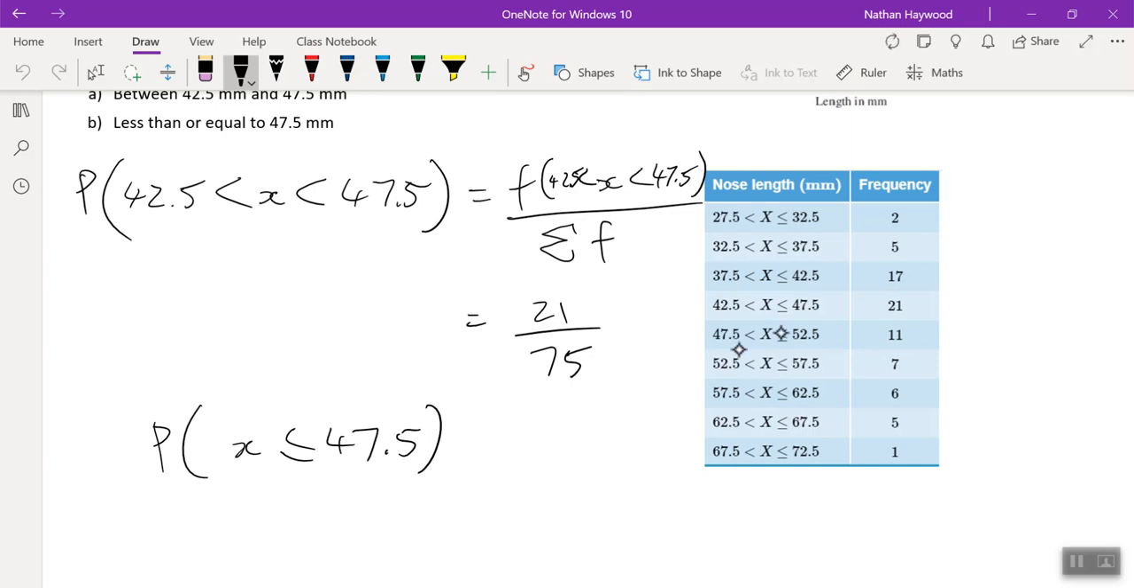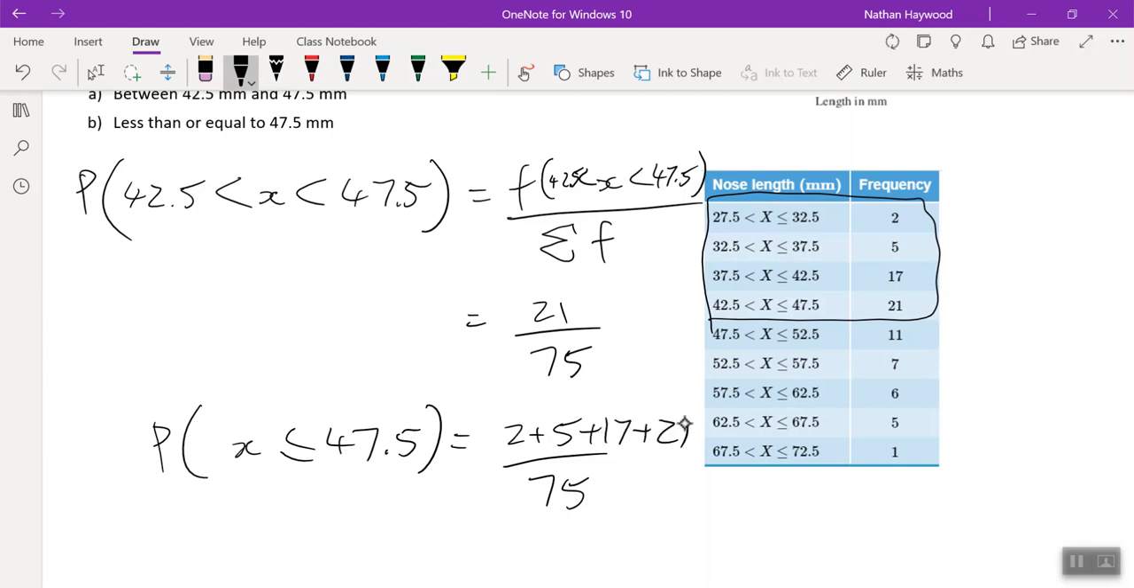Add up all the ones along here. Those are all less than 47.5. Quick maths, what are those? Added together creates 2 plus 5 plus 17 plus 21.